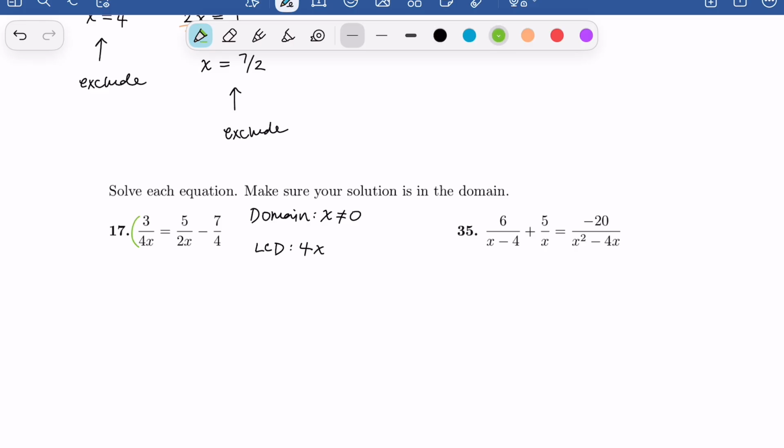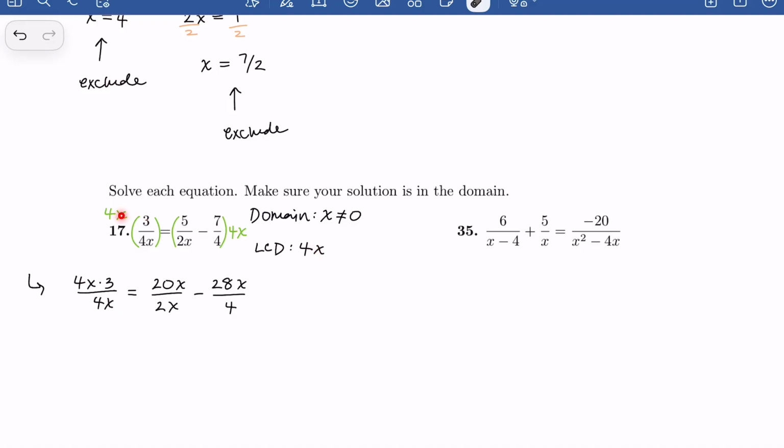So once we find that, we're going to multiply both sides of our equation by that LCD. So in this next line here, we're going to have 4x times 3 over 4x on the left-hand side of our equation. On the right-hand side, we're going to have 20x divided by 2x minus 28x over 4. Now, again, the whole point of multiplying by the LCD is to cancel out our fractions, and so let's make sure we get that. On the left-hand side, we have a 4x in the numerator and the denominator, so these guys are going to cancel.